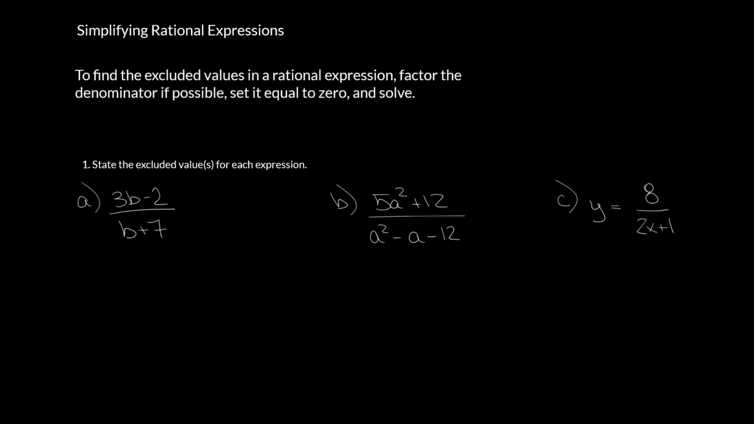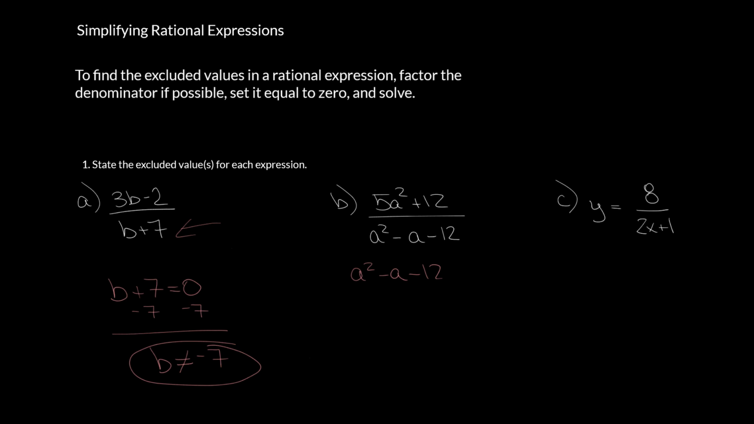So for instance, in number 1, the numerator doesn't even matter. When they're asking for the excluded values, you take the denominator, set it equal to 0, and solve for the variable. So when I do that, I get b equals -7. So b cannot equal -7 because if it did, that denominator would equal 0. So that's the answer for A. In B, you do the same thing.